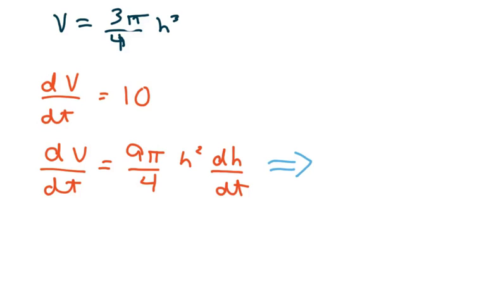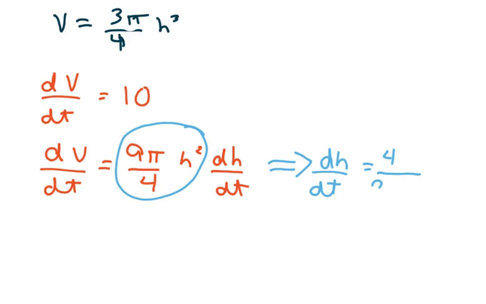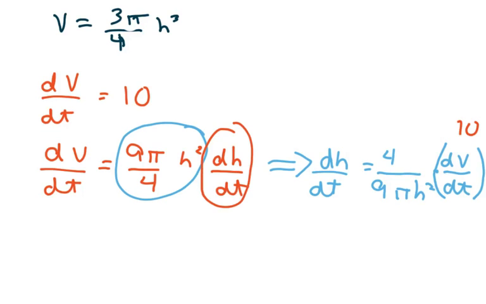So if I rewrite this, I'm going to flip this around, and so I'm going to have derivative of h with respect to time equals, the 4 is going to go on top, and then we're going to have 9 on the bottom, pi h squared times derivative of v with respect to time, which we already know this equals 10. So I did a bunch of videos where you're just practicing moving this around. I'm trying to solve for this, so I just flip this over and it's cross multiplying.